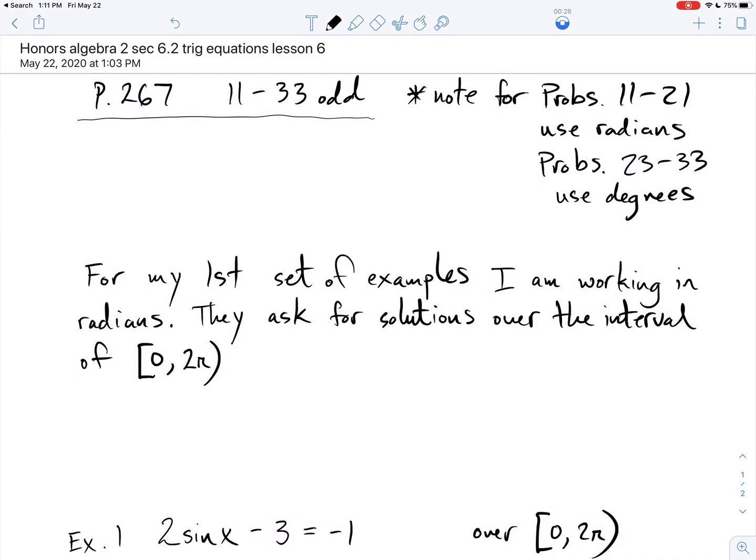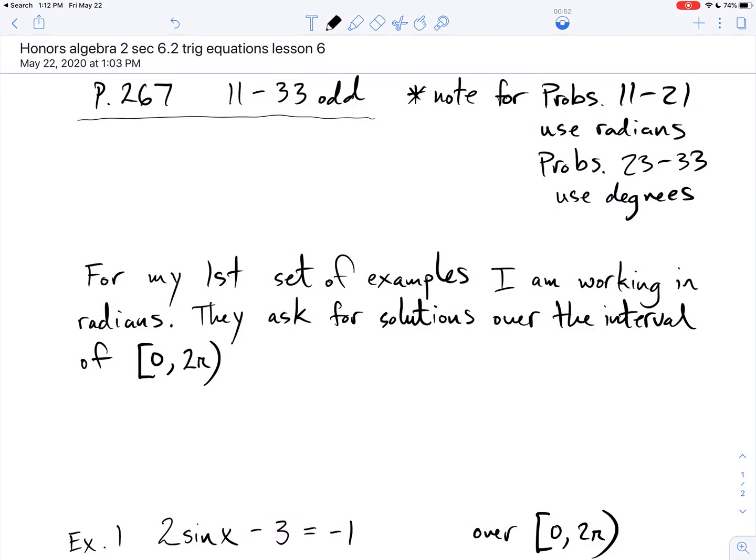do notice this. For 11 to 21, they use the answer in radians, and 23 to 33, they use degrees. It's marked in the book, but I just want you to know we are solving equations. We are not simplifying expressions. Remember, an expression is what we just did.